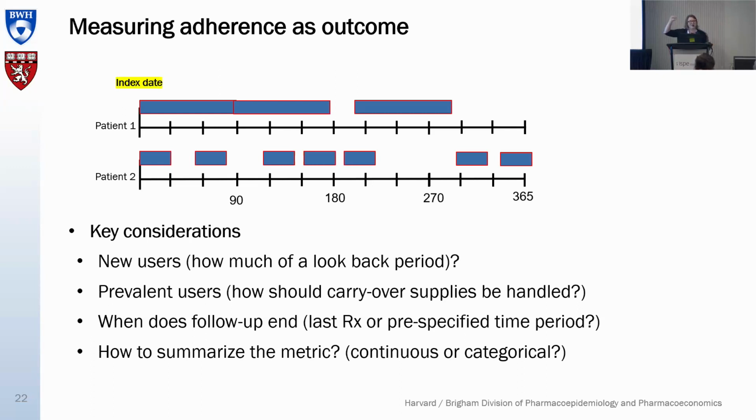And then the fun part is, how do you summarize this? We'll come back to this. How do you actually use the supply diary that you've created to summarize what adherence is? Is it continuous? Is it categorical? You have to make some decisions around that. Usually I like to keep things as a continuous variable as much as possible, but sometimes categorical makes sense if you want to define people as adherent or non-adherent specifically.